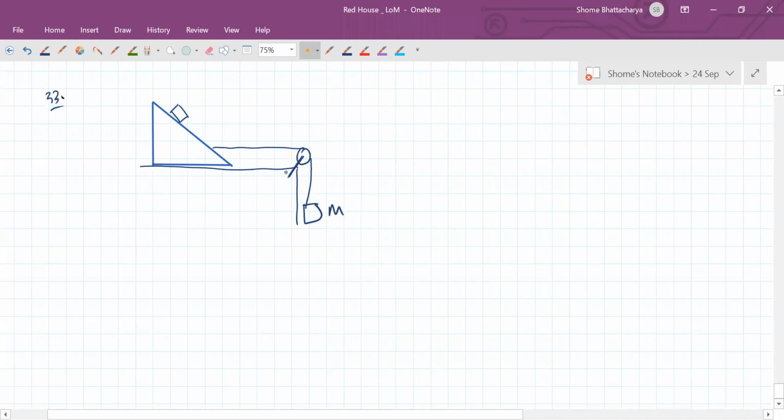So this is m. This is m prime. This is m. This angle is theta, and this is a smooth surface. Now, what you are assuming is that this is moving as a system without any slipping. Okay, so in the non-inertial frame, that block should be at rest.